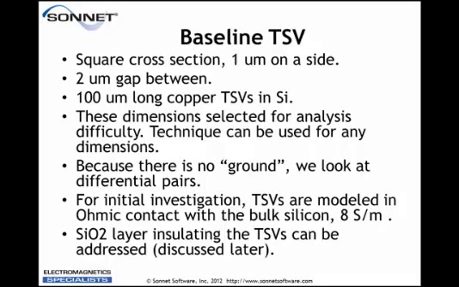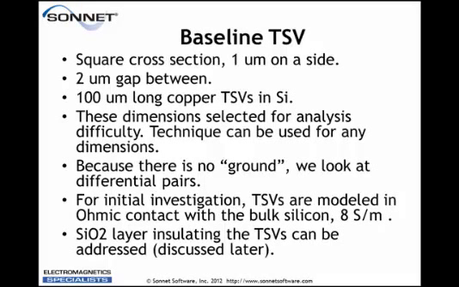So we selected a square cross-section via, 1 micron on a side, very tiny. And we'll put the through-silicon vias very close together. We'll put a 2 micron gap between them. And we'll make them 100 microns long in copper, 1 micron on a side, and 100 microns long. That's a pretty extreme dimension. As I said, these dimensions are selected for analysis difficulty. This technique can be used for any dimensions and any cross-section. The particular dimensions I've chosen are simply to make it difficult to analyze.